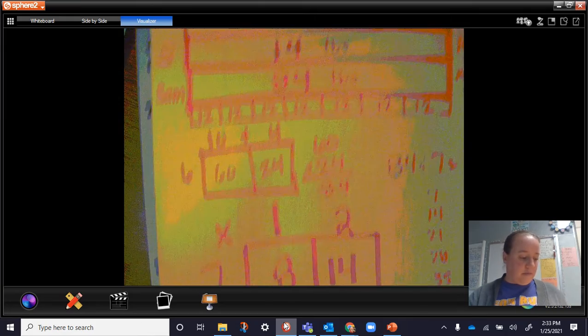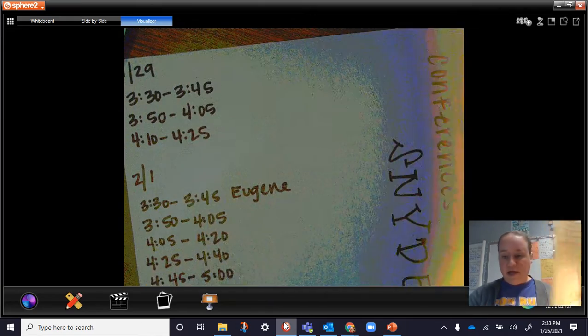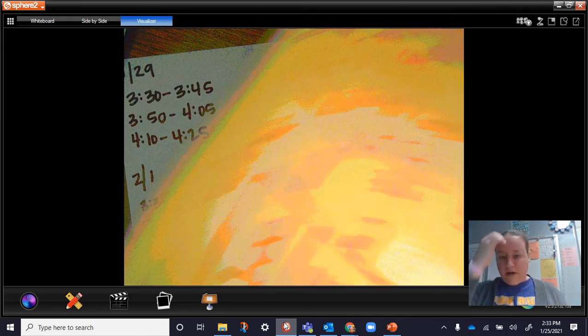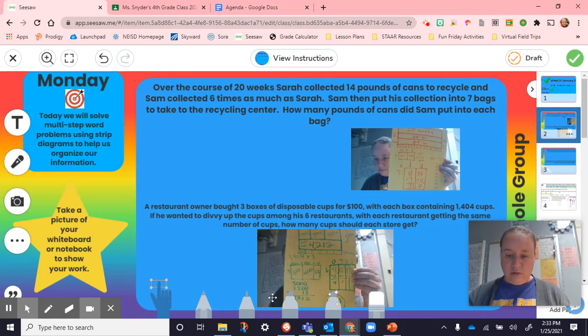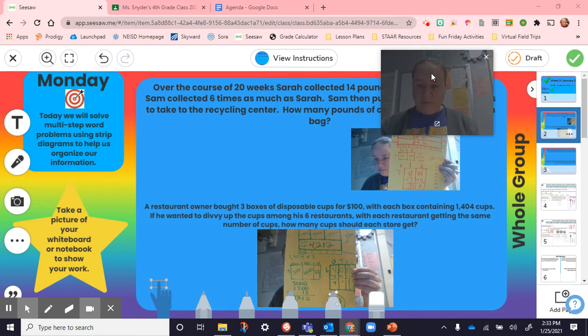So we held up our paper, held up our whiteboard, whatever, and we added that to here. So make sure right here in the yellow little star here, take a picture of your whiteboard or your notebook to show your work.